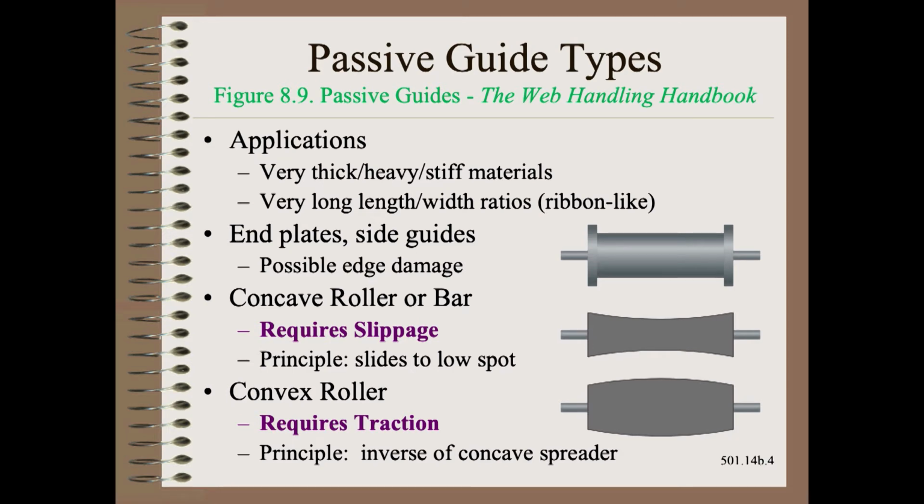There are three common types of passive guides that tend to move the web toward center as shown here. While they may work for some narrow ribbon-like materials, they seldom work for thin materials and never for thin wide materials that are the most common in web handling. Still, even when they do work, you must do your setup homework as we outlined previously. For the great majority of the rest of us, we must consider active guides.